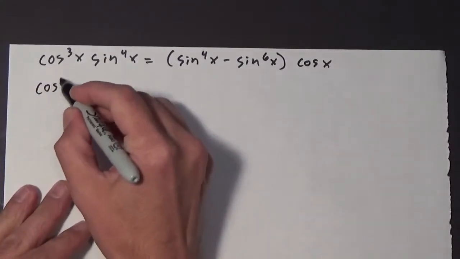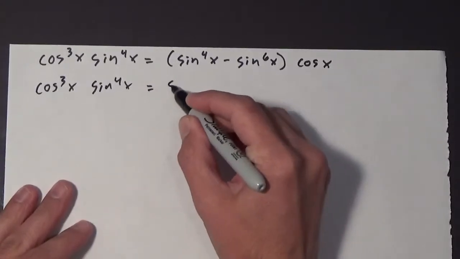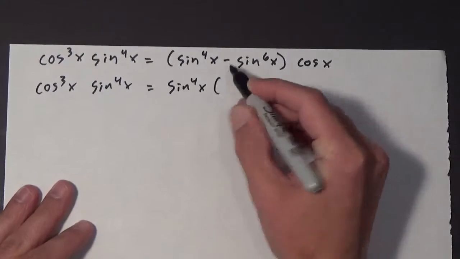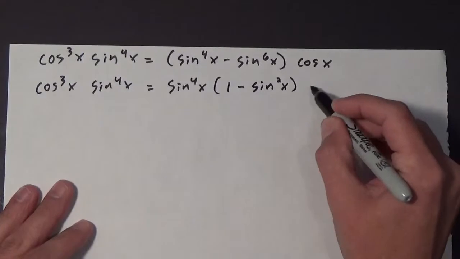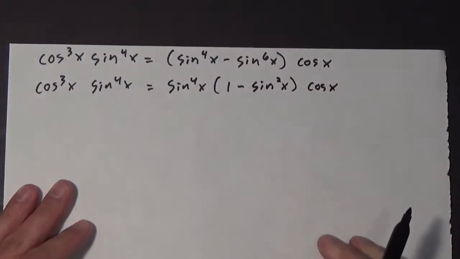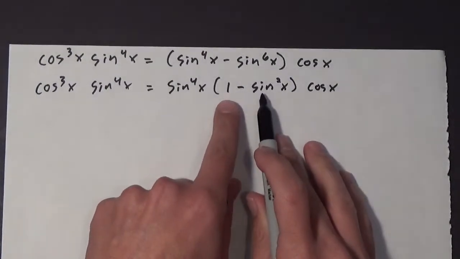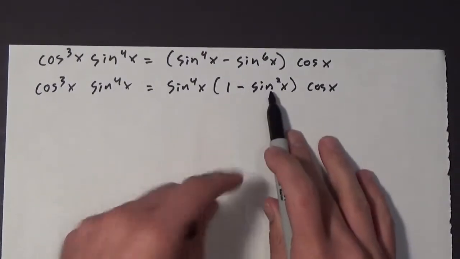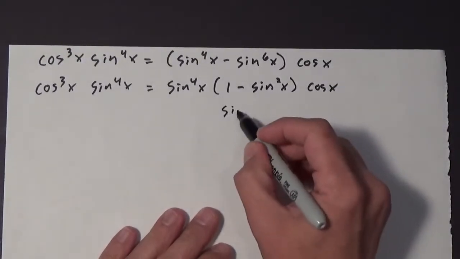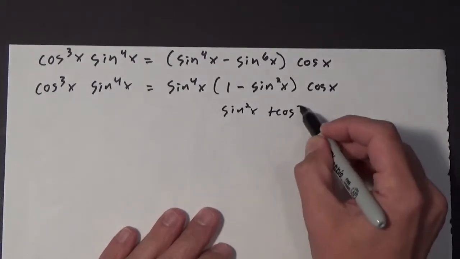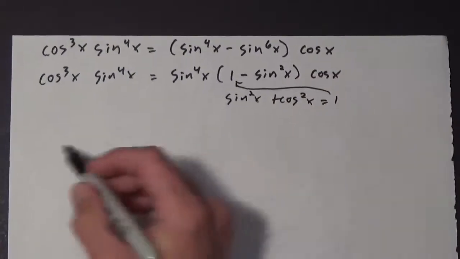So we have a cosine cubed of x sine to the fourth of x equals, and if I factor out a sine to the fourth of x, we end up with 1 minus the sine squared of x times the cosine of x. Now again, the nice thing about this is this part here looks like one of our Pythagorean identities. We would have the sine squared of x plus the cosine squared of x equals 1. And I think I'm just going to substitute that in for 1.